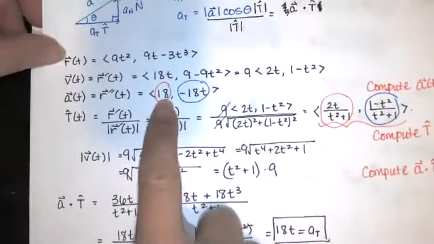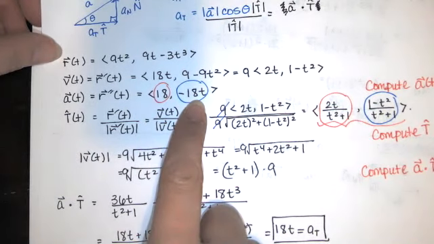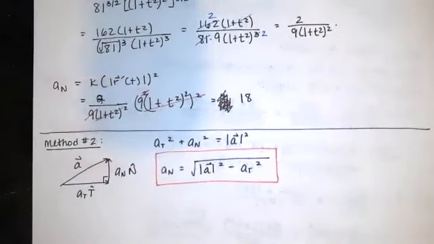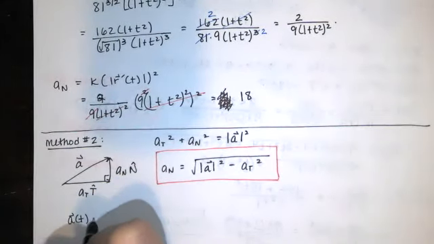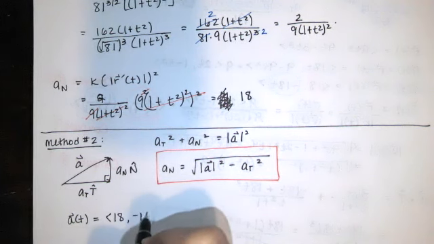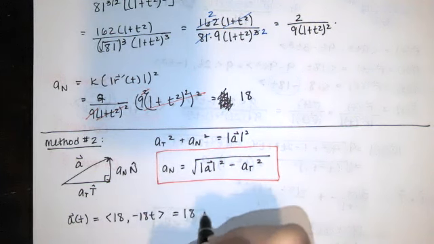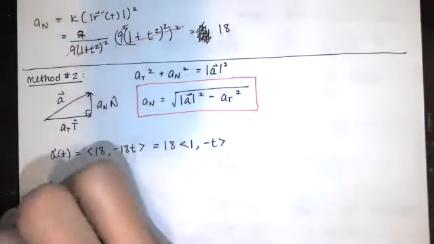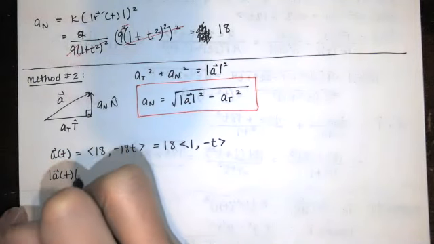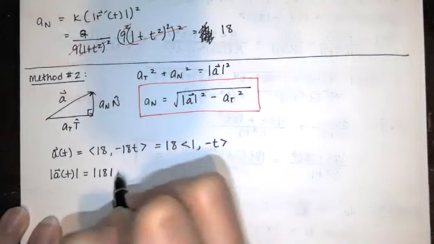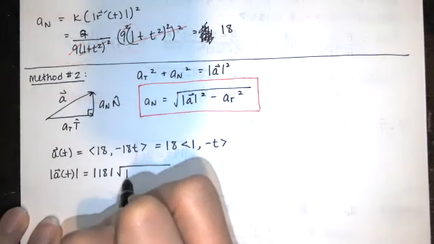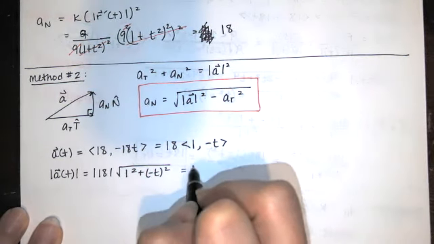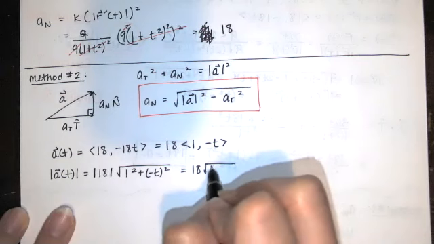Our acceleration vector is right here. It has components 18 and negative 18t. We've already done that. Now, if you want, you can factor out an 18, and you have that. Now, if you want to find the magnitude of a, you take the absolute value of that scalar, and then you multiply by the magnitude of that vector, which just comes from taking the components, squaring them, and adding them, and taking the square root. So what we end up with is 18 times the square root of 1 plus t squared.